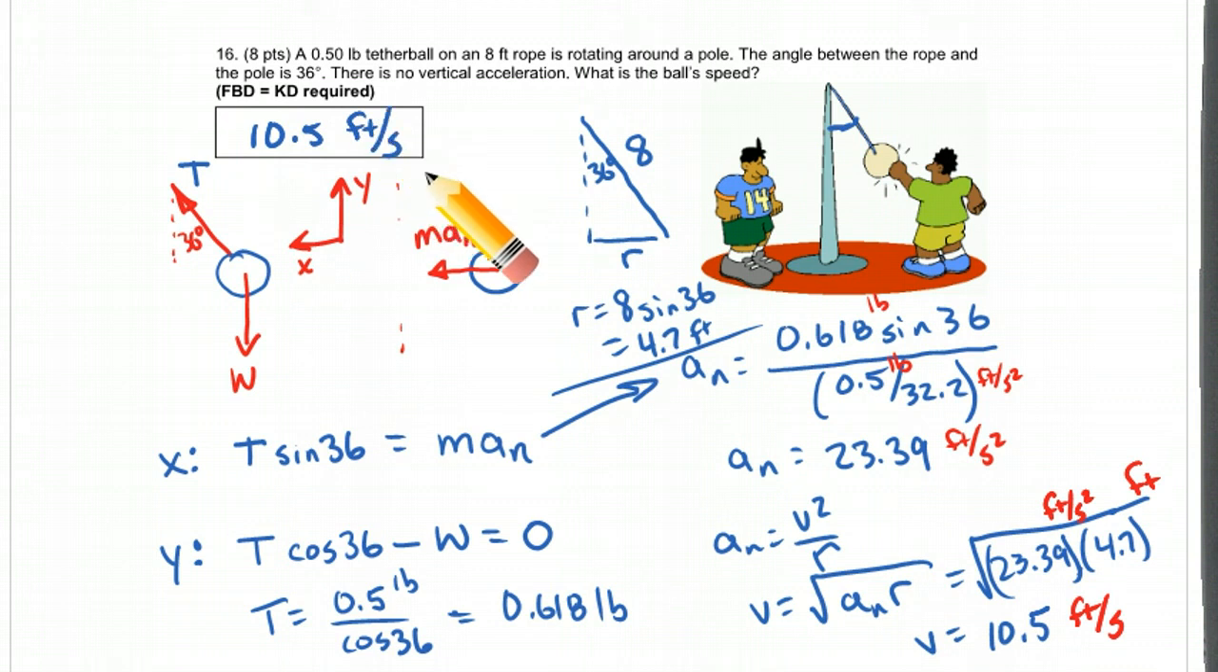Pretty long problem, but key components: free body diagram. Let's break it into two equations, solve for one, get the normal acceleration. Remember the definition of normal acceleration to solve for v.